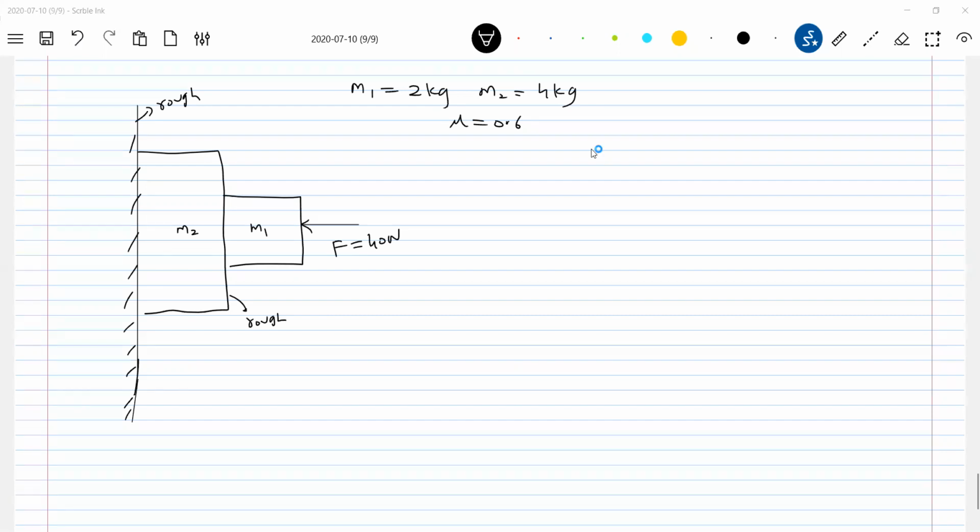Okay, now let me begin here. So I think there are 5 possibilities. Both will be attached, both will move together down, or M2 slides and M1 is attached, or M1 is attached and M2 slides, or both will move with different acceleration. So 5 possibilities are there, not just 1 or 2. How to check it?